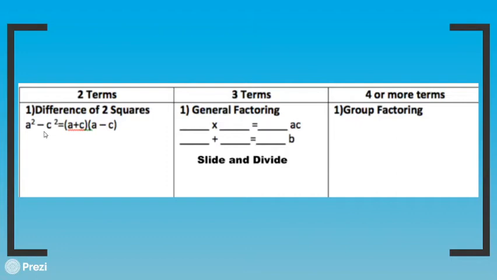If you have three terms and your highest exponent is a 2, which means you have a quadratic, you'll be factoring using general factoring, which the way I teach it to you is through slide and divide. And lastly, if you have 4 or more terms, you will be using group factoring. So it's all about how many terms you have. That is going to be the hint to let you know which technique to use.